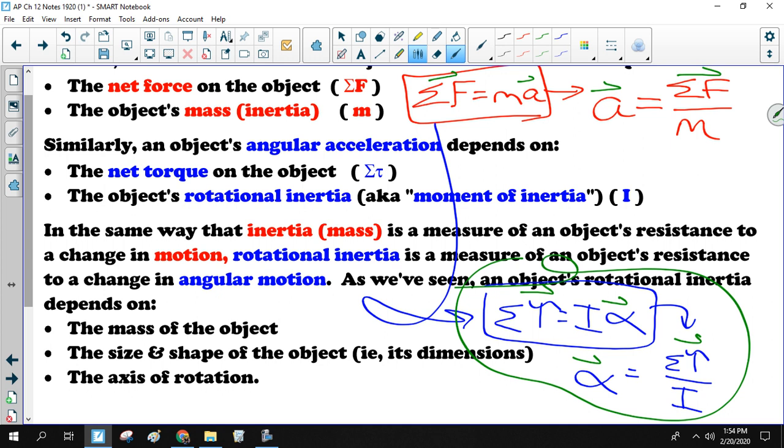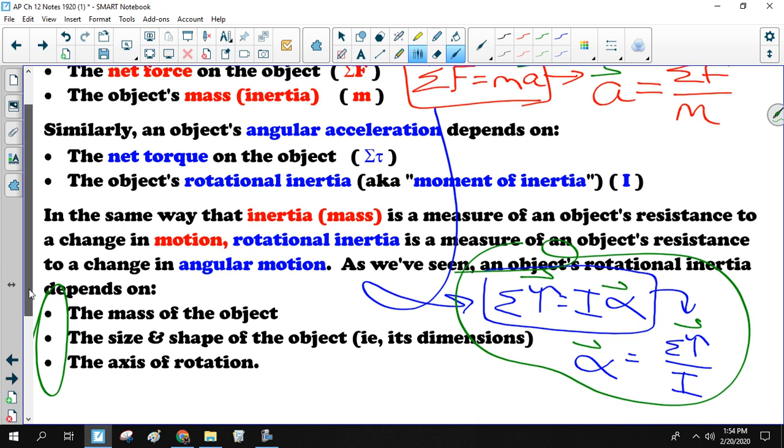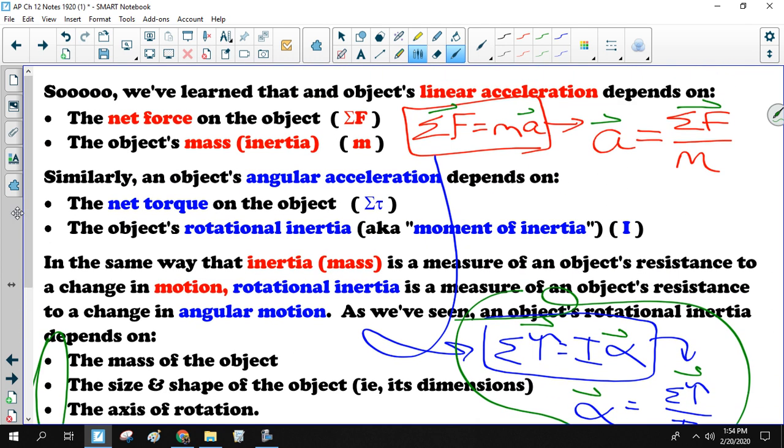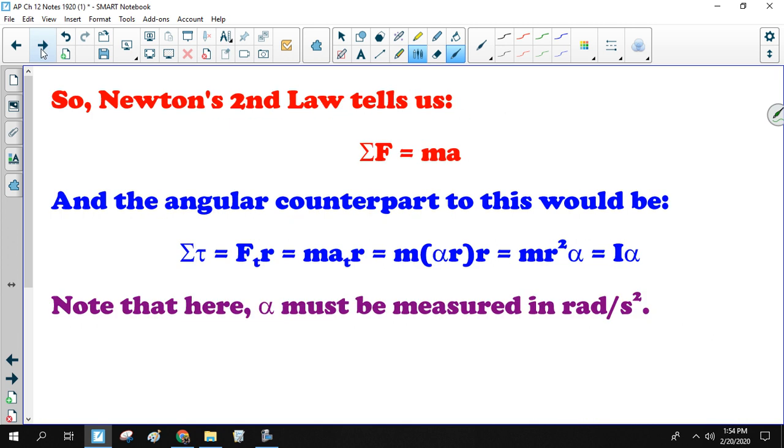All right, and then down here we just got a real quick review of rotational inertia, which we just talked about in the last video or two. All right, so I think that's all we need to get to there. I think really it's just going to be about solving some examples. All right, so what do we got on this slide?